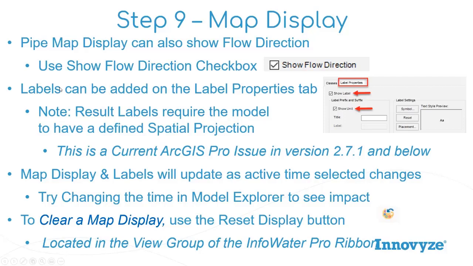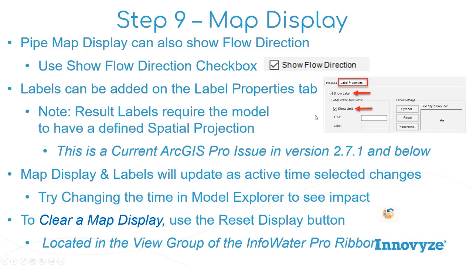And then generally there's also options to add labels. One thing to note, if you are using the current tutorial model, it does not have a spatial projection currently defined. We're working on changing that, but right now it does not. In InfoWater Pro and ArcGIS Pro version 2.71, which is their current latest and below, that will not draw labels if there is no spatial projection defined. So just know that in this tutorial, until we can update that to give it a dummy spatial projection, it won't allow you to label things. But normally most of your models will have your spatial projection defined.